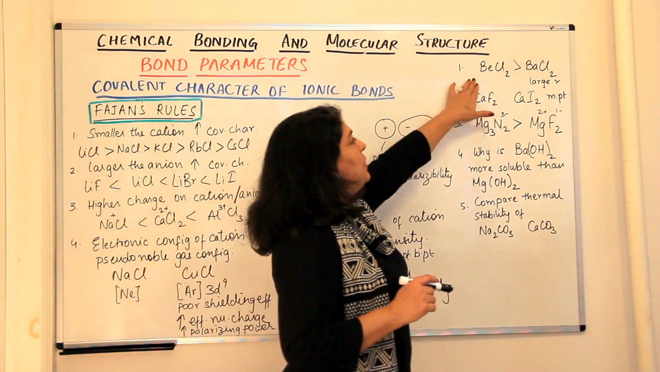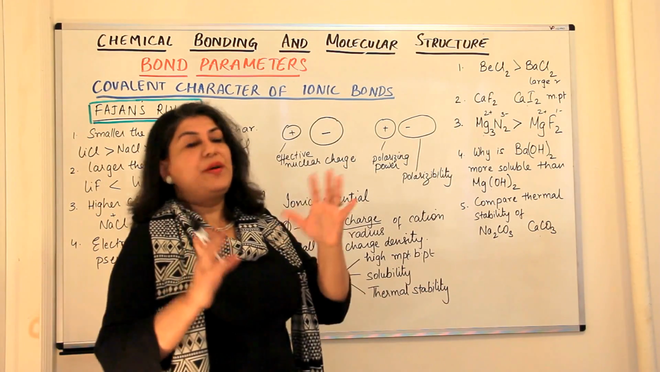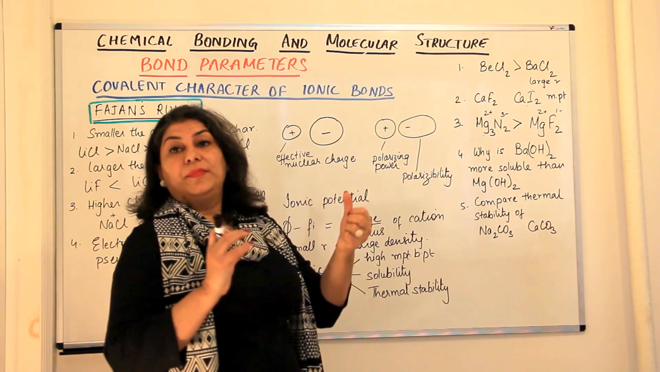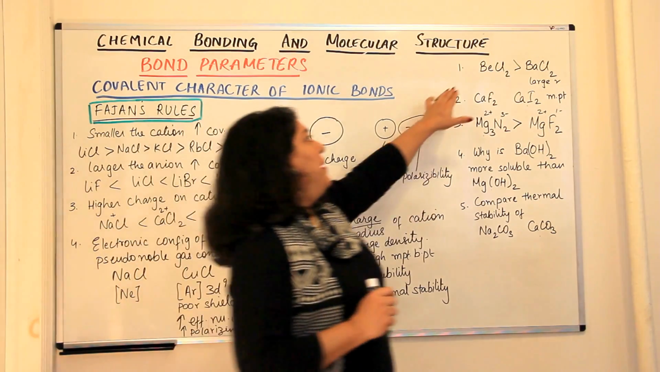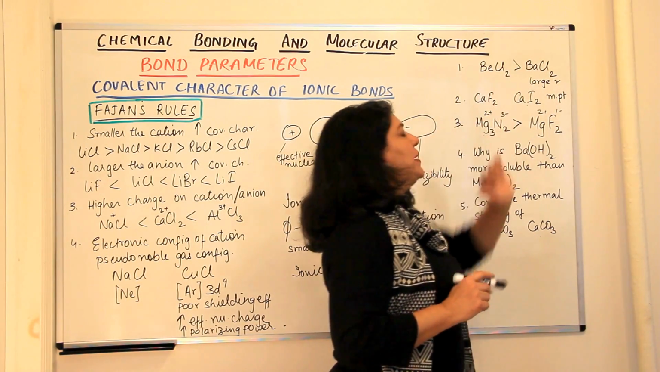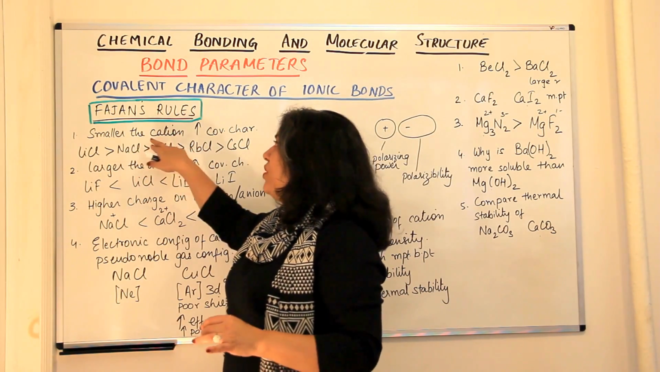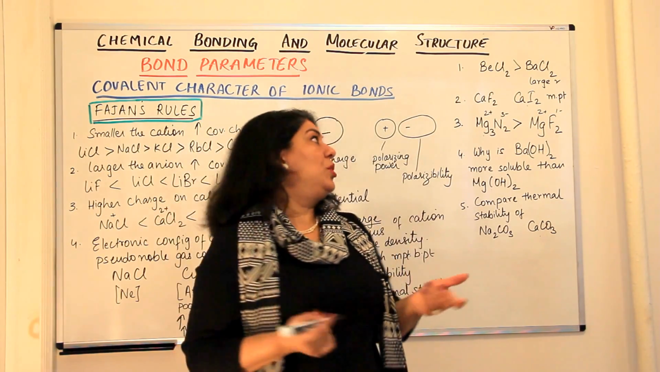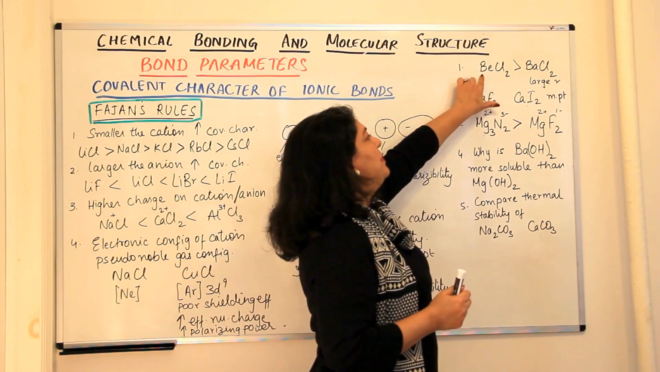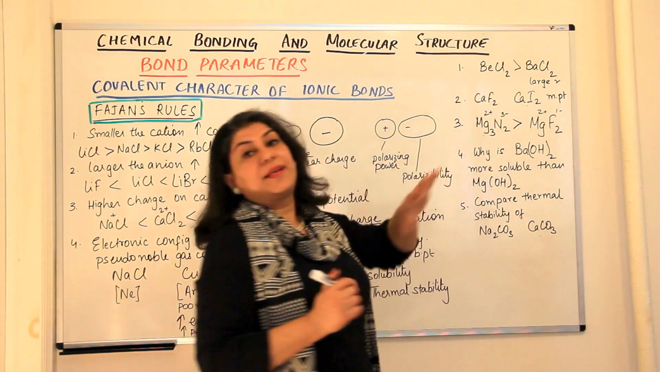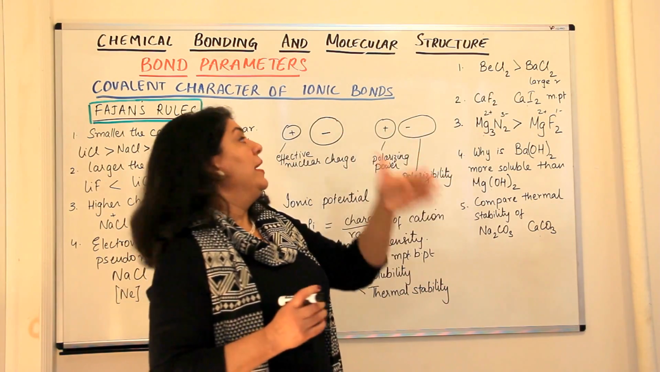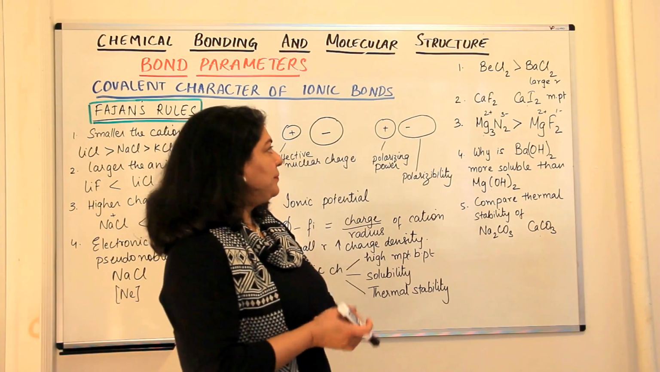We have beryllium chloride and barium chloride, and you're asked to compare the covalent character. Beryllium is smaller in size and barium is larger in size. And what does the first Fajan's rule tell us? The smaller the cation, the greater the covalent character. Since beryllium is smaller, the covalent character of beryllium chloride will be more than barium chloride.